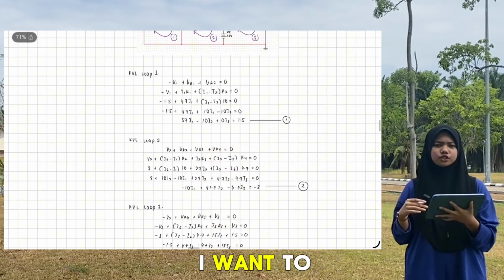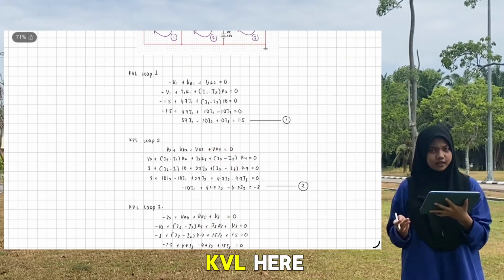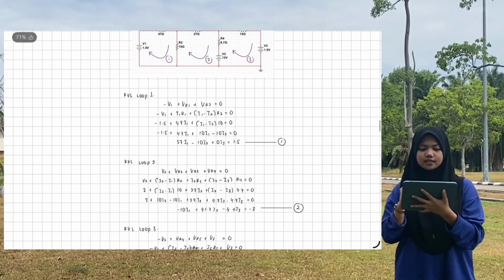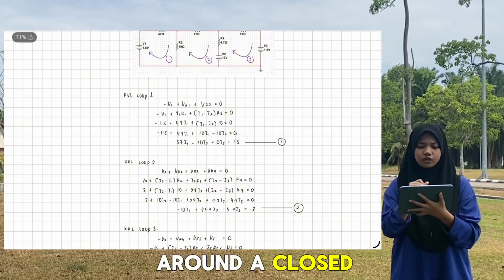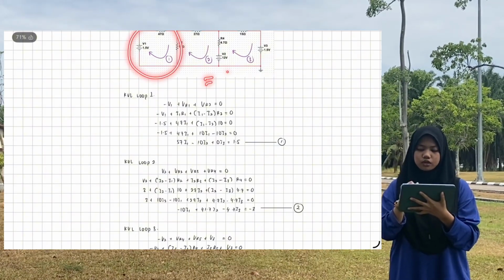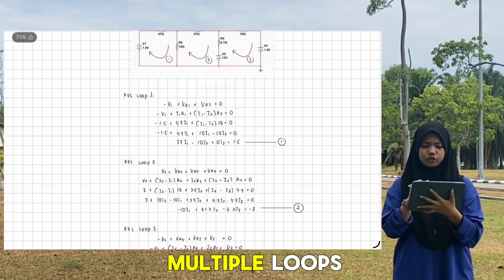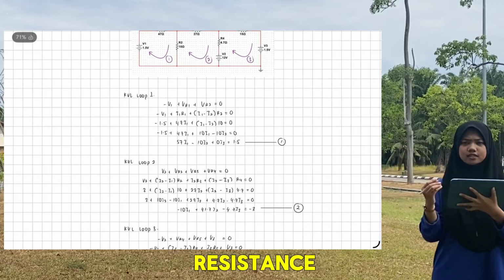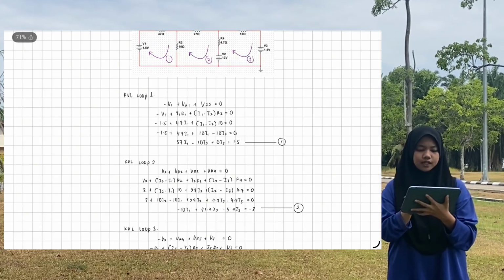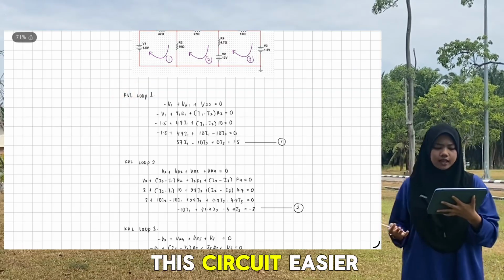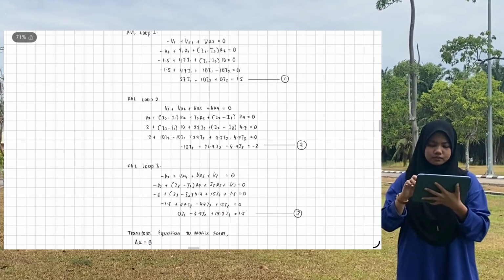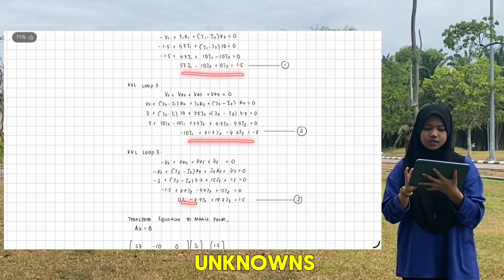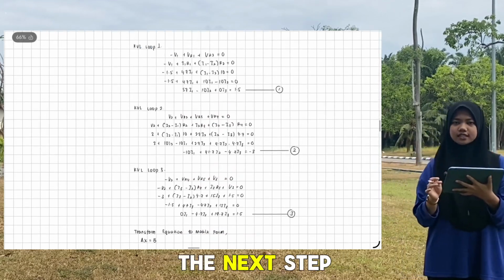But before that, I want to explain to you why we apply KVL here. KVL, Kirchhoff's voltage law, states that the total voltage around a closed loop is equal to 0. So in this circuit, we have multiple loops, mesh currents and some shared resistors. By using KVL, it can help us to analyze this circuit easier, and it will lead us to get 3 equations with 3 unknowns, and then we can proceed with the next step.